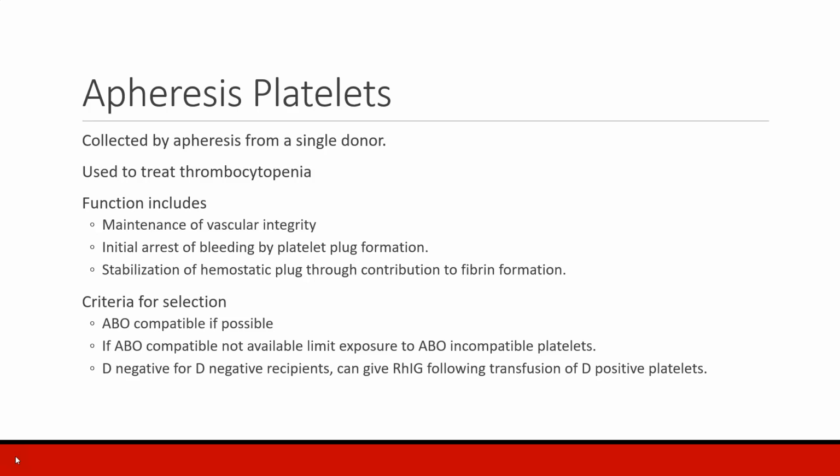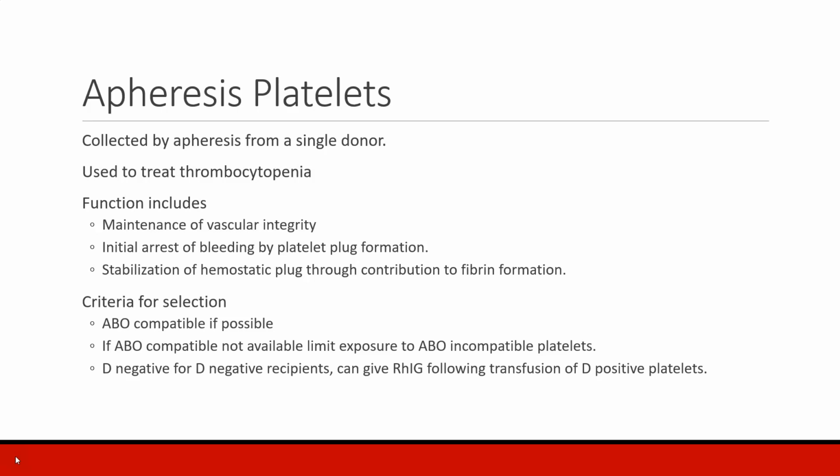For infants, we definitely want ABO compatible. They generally make AO and AB platelets, which is the universal donor for plasma, AB. And this product is 98% plasma, and then we have platelets, and then we have some contaminating red cells. If ABO compatible is not available, limit exposure to ABO incompatible platelets.